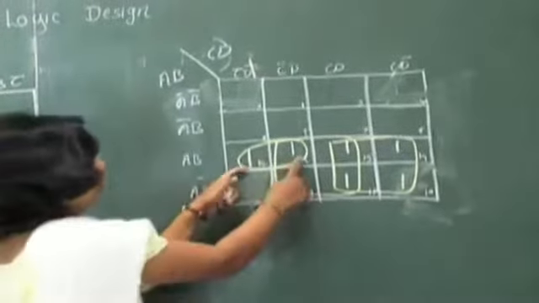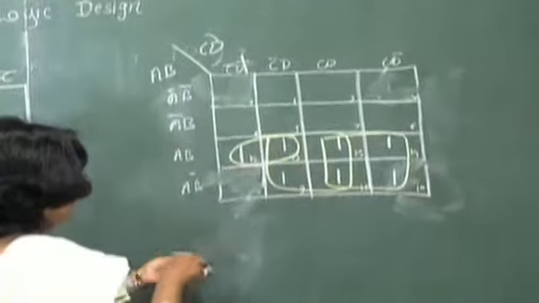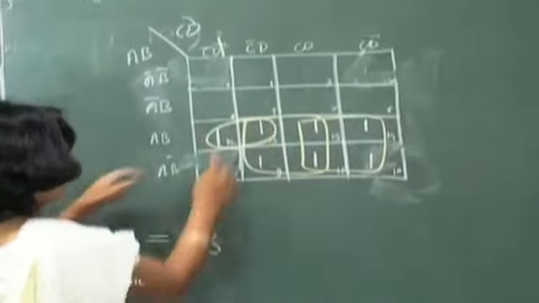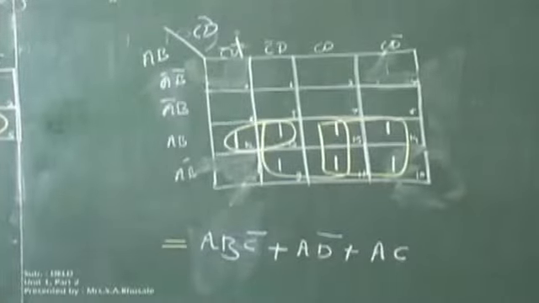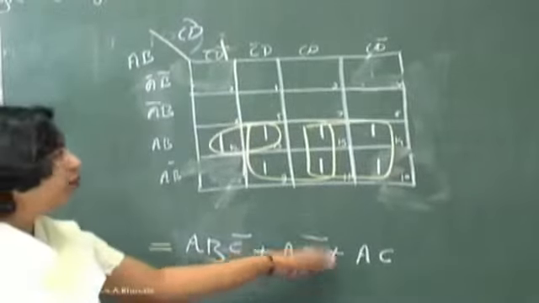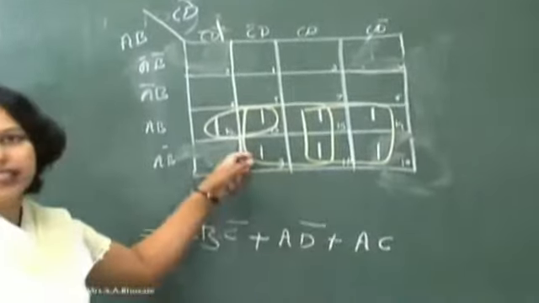For this pair, horizontally it is A B, and vertically the common thing is C bar. Now for this quad, the horizontal common is A, and vertically it is D. For the next quad, horizontally it is again A, and vertically it is C. So for this given example, I am getting the answer A B C bar plus A D plus A C. We'll go for one more case here.